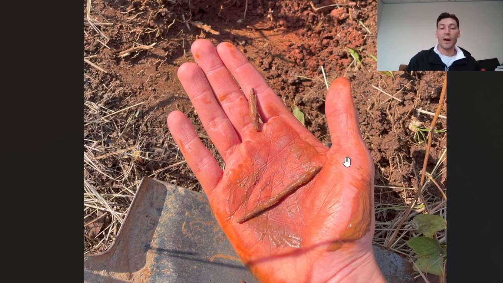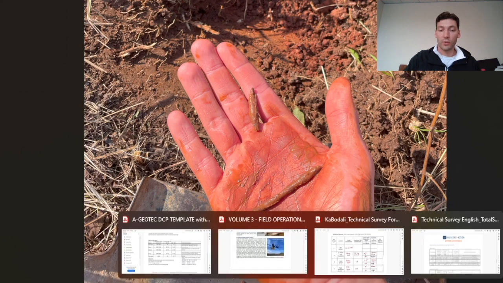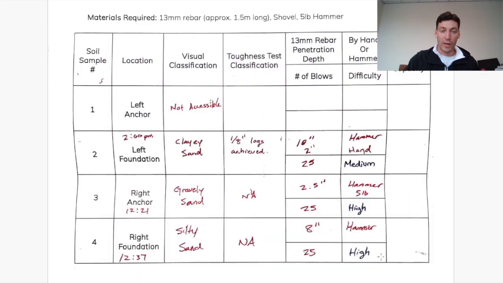So going back to our chart where we filled out the initial visual classification, visually we saw this was mostly sand with a little bit of clay. But doing the toughness test classification, we actually discovered that it was mostly fine-grained soils, and the minority component was coarse-grained soils.